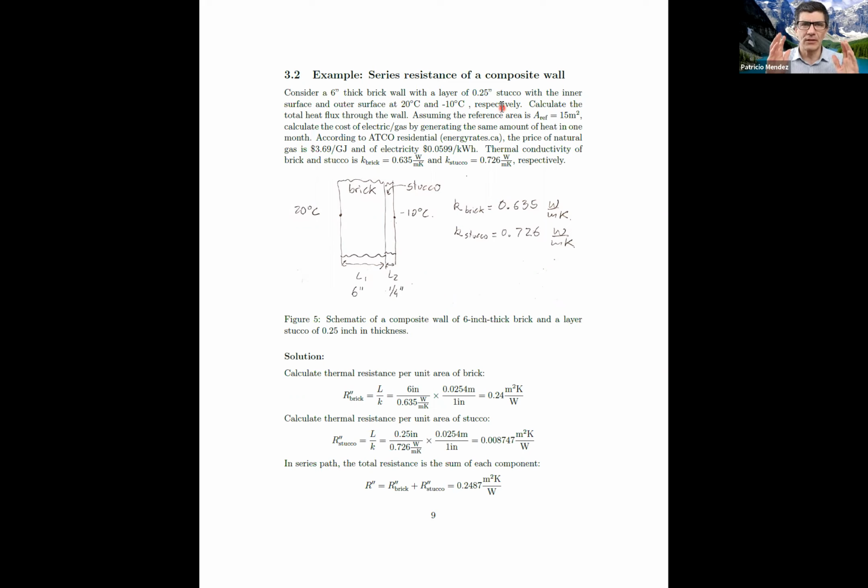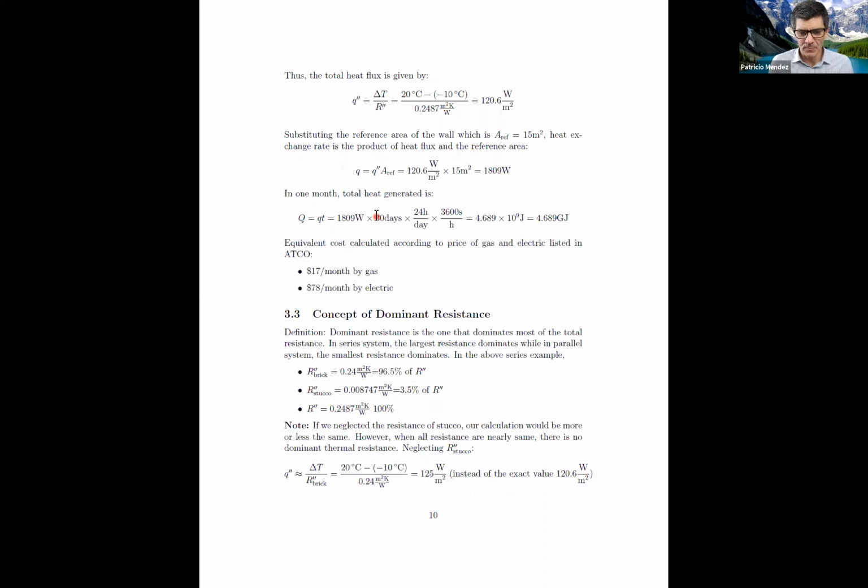We say, let's say it's only brick and stucco, and we calculated the thermal resistance in this case as a resistor in series, and we saw that the resistance of the brick was much bigger than the resistance of the stucco. And from there we got the concept of dominant resistance. In this case, the dominant resistance was the biggest resistance in the system because it was a series system. In the case of parallel resistors, it is the smallest resistor that is dominant.